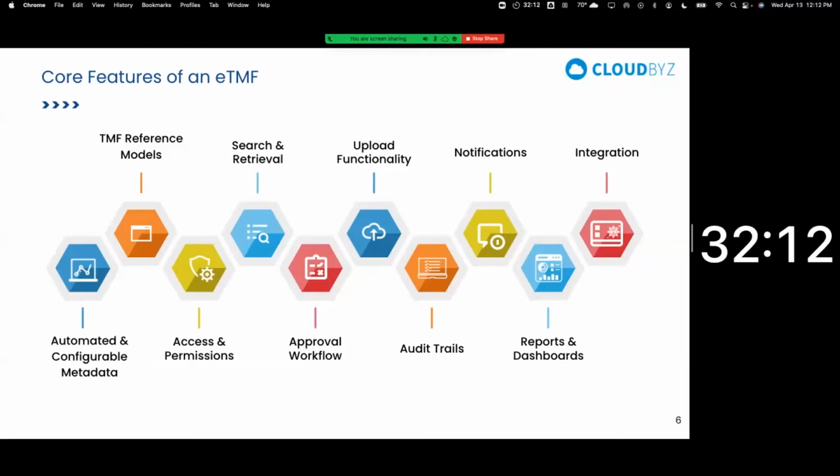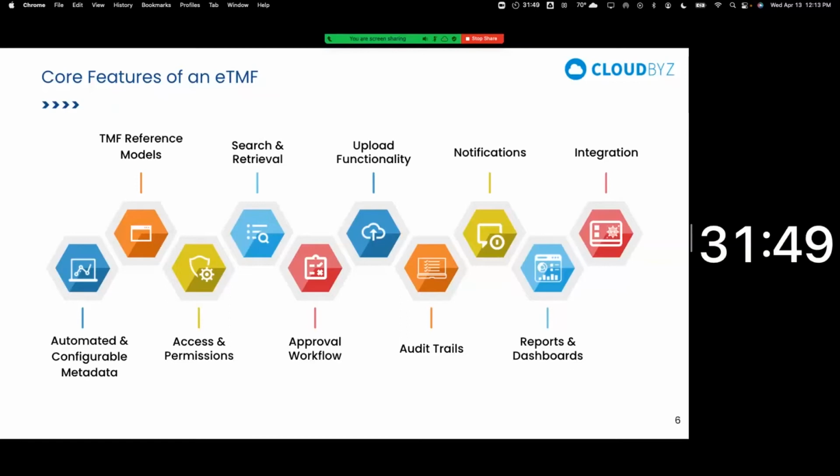Search, as Resharp mentioned, is another critical element when you're looking for a feature in eTMF. So the ability to search files, the ability to search based on document metadata, as well as the ability to set custom filters and set up your list views based on your individual requirements.